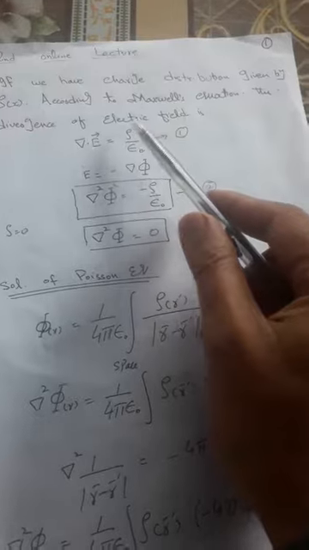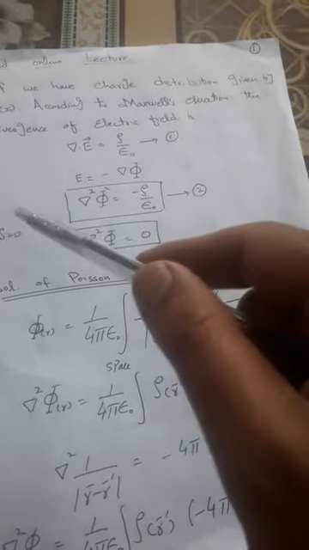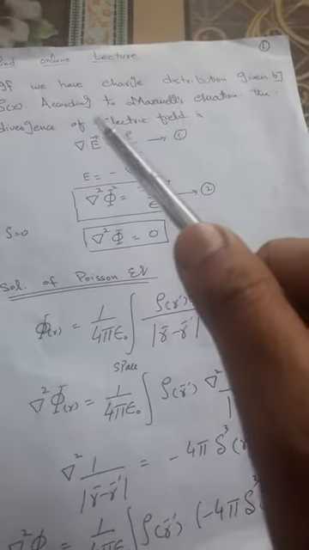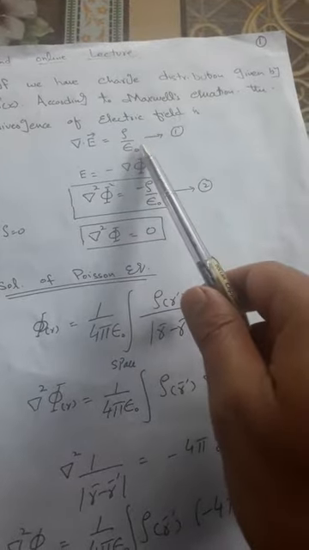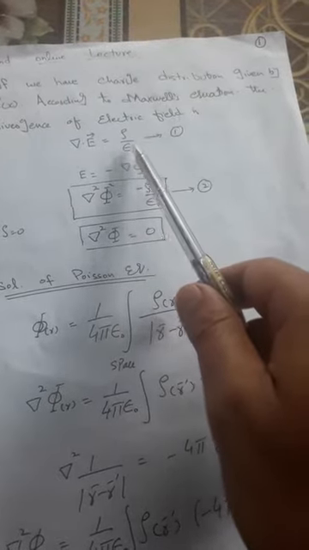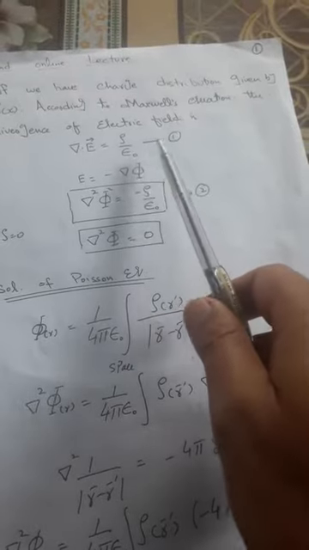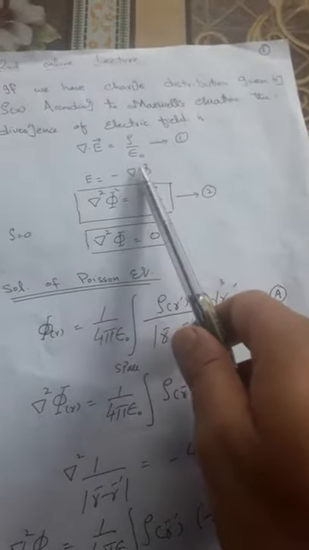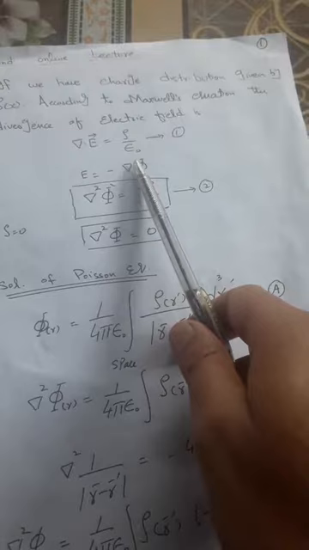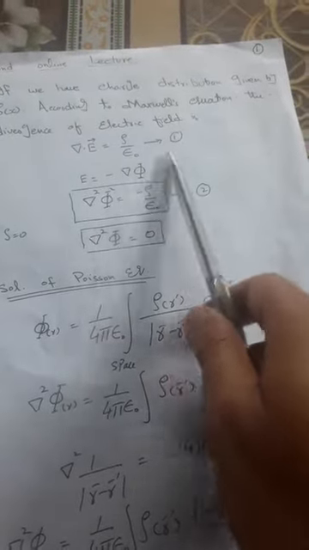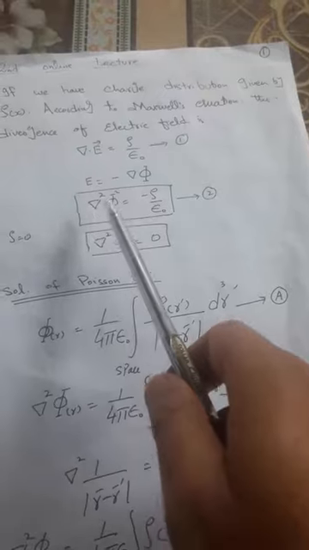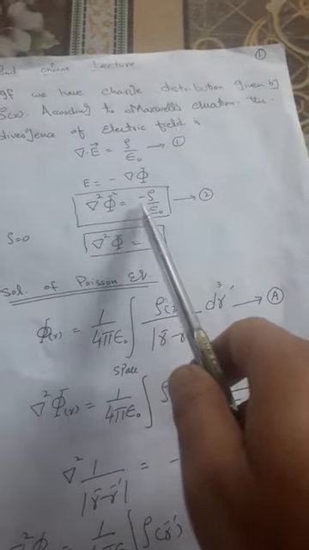Then, according to the Maxwell equation, we have del dot E is equal to rho upon epsilon naught. This is Maxwell equation number 1. And if you define the electric field in terms of the potential, then we know that E is equal to minus del of phi, where phi is a scalar. So if we use equation number 2 in equation number 1, then we will have del square of phi is equal to minus rho upon epsilon naught.